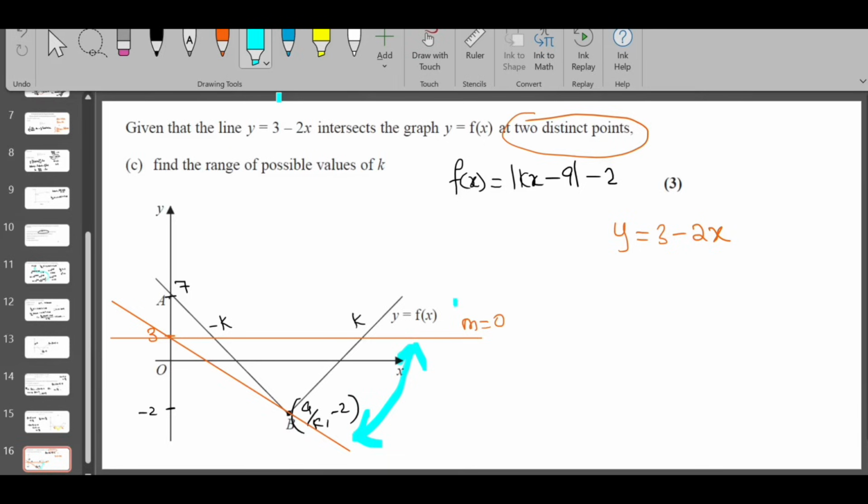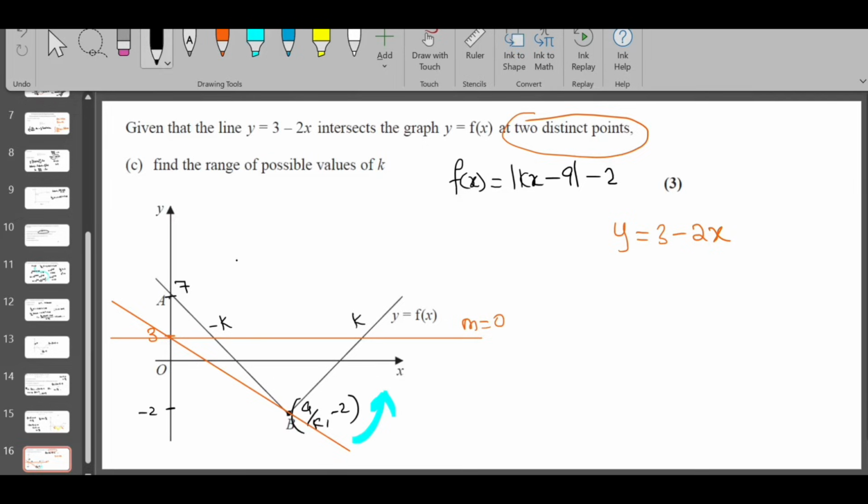Understand? So definitely this is not the line because the slope is 0. So you need to draw anywhere below this line. You can draw here or here, anywhere below this, right? So you will have 2 points of intersection. If it passes through the vertex, there is only 1 point of intersection. So you need to draw the line above this, right?